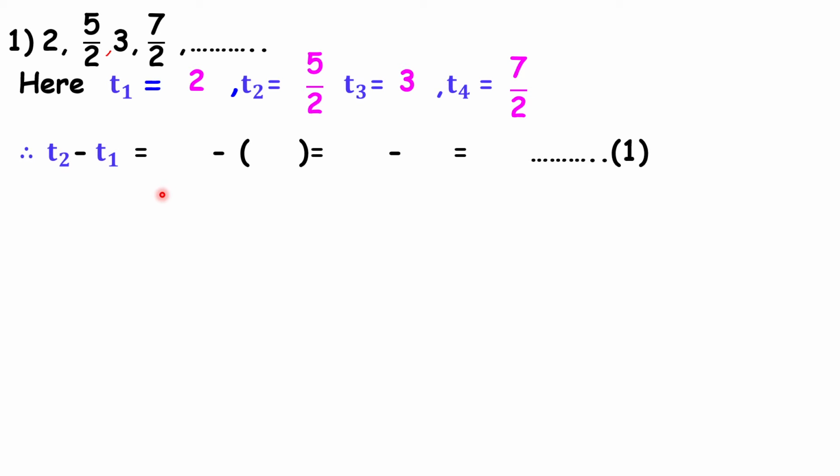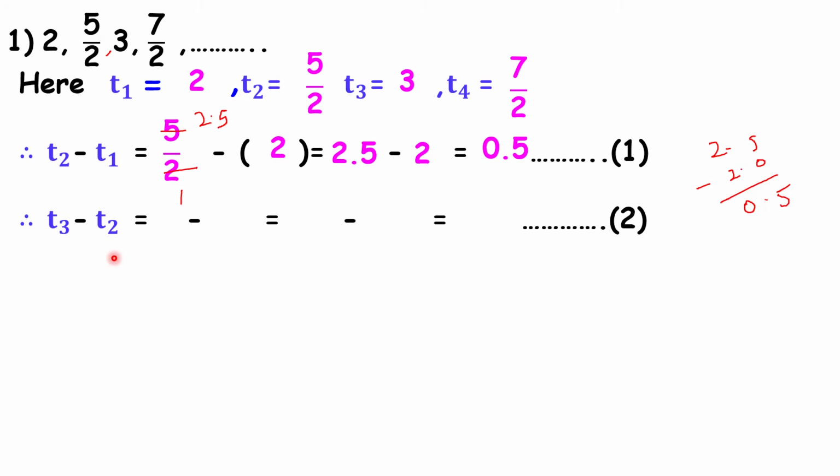That means t2 minus t1 is equal to, t2 is 5 upon 2 and t1 is 2. 5 upon 2 means 5 divided into 2 equal parts, that means half of 5, which is 2.5. Therefore 5 upon 2 is 2.5 minus 2. 2.5 minus 2 means 2.0. 5 minus 0 is 5. The decimal point as it is, 2 minus 2 is 0. Therefore we will get 0.5. This is number 1.